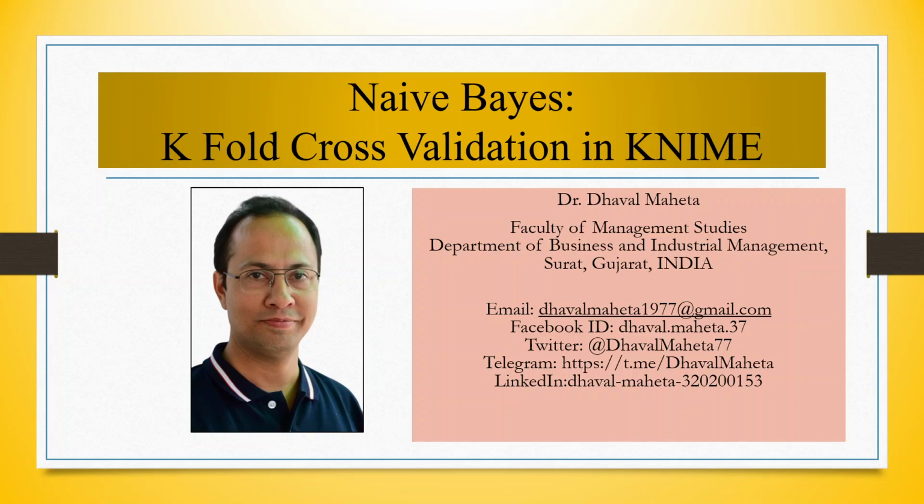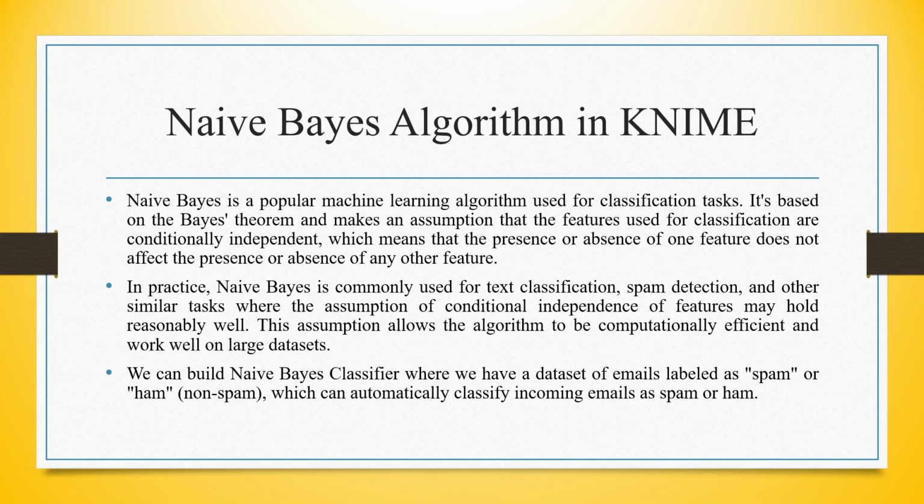This is Dr. Dhaval Maheta, and today I will explain how to run k-fold cross validations using Naive Bayes in KNIME. Naive Bayes is a popular machine learning algorithm used for classification tasks. It is based on Bayes' theorem and makes an assumption that the features used for classification are conditionally independent, which means that the presence or absence of one feature does not affect the presence or absence of any other feature.